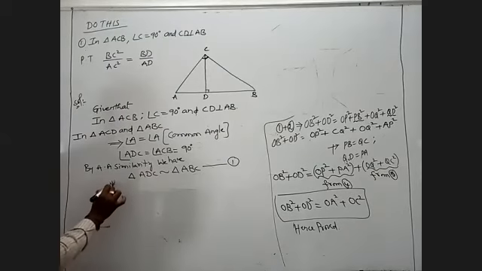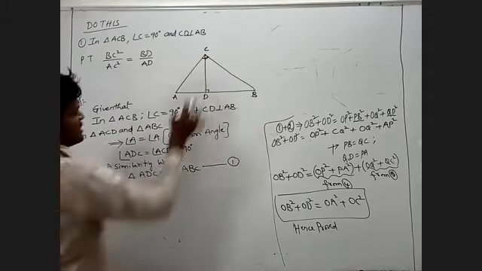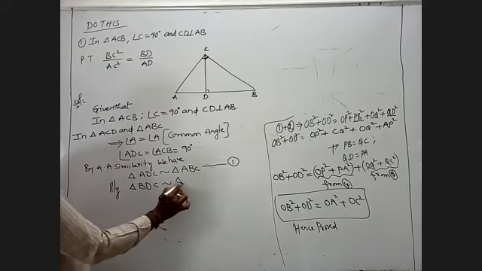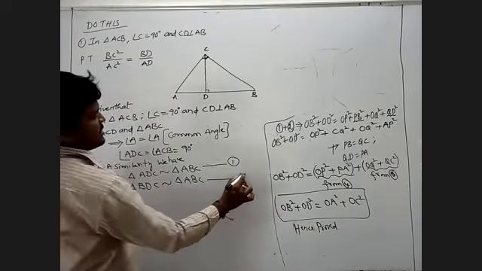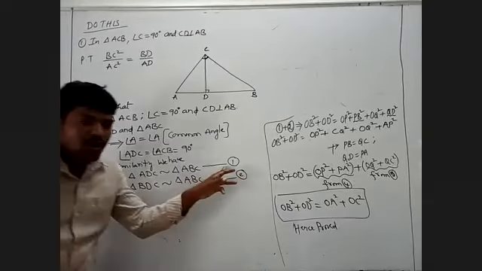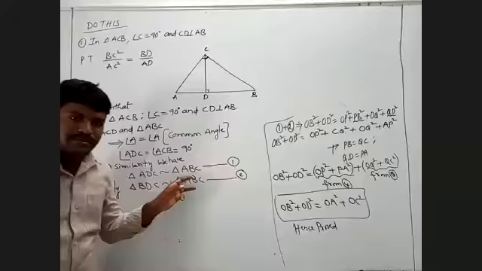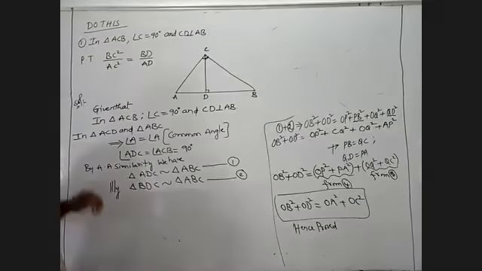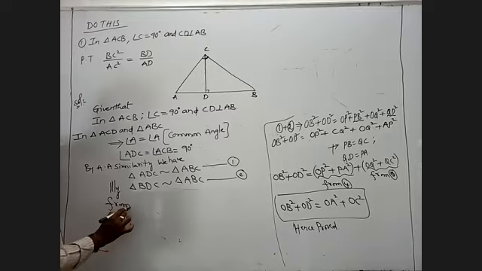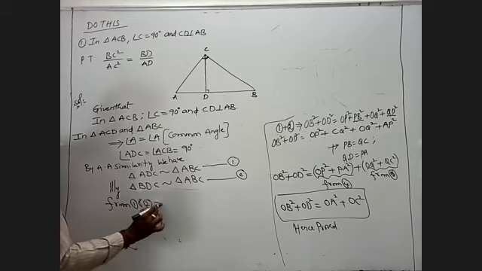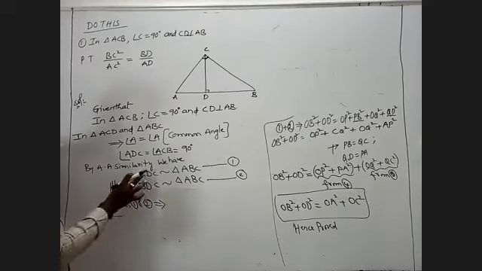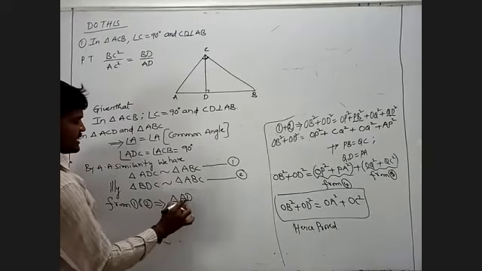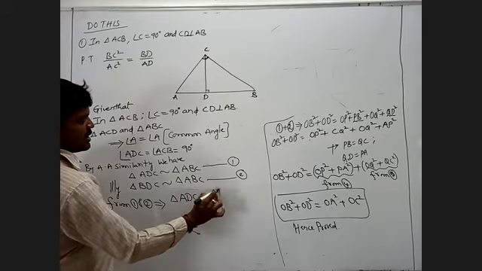Again, we will take triangle BDC also 90 degrees. That I will write: triangle BDC is also similar to triangle ABC. This is main equation number two. We will observe from one: triangle ADC is similar to triangle ABC, as well as triangle BDC is also similar to triangle ABC. From 1 and 2, both RHS values are same, so both LHS values are also similar. That I will write: triangle ADC is similar to triangle BDC.